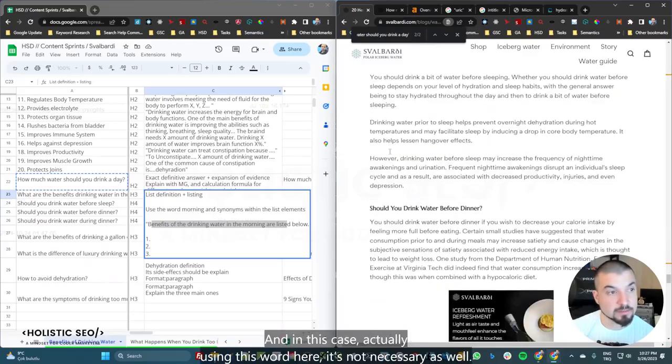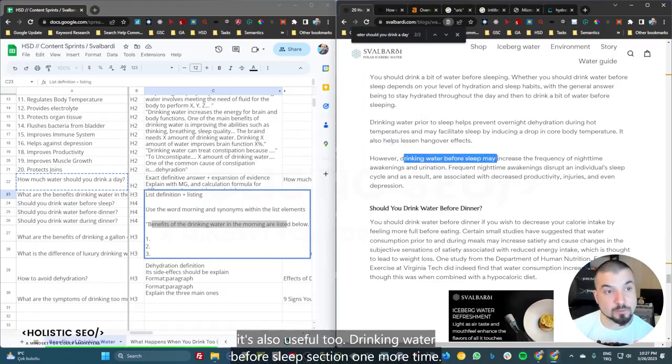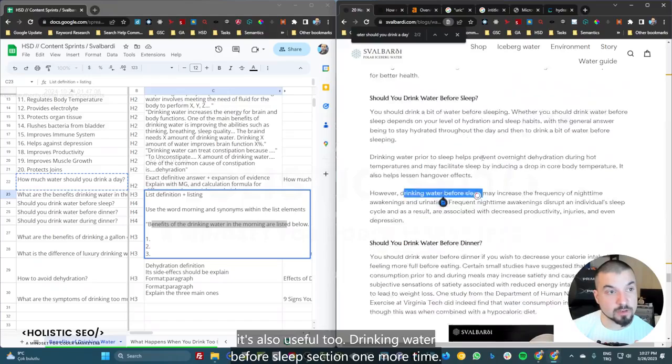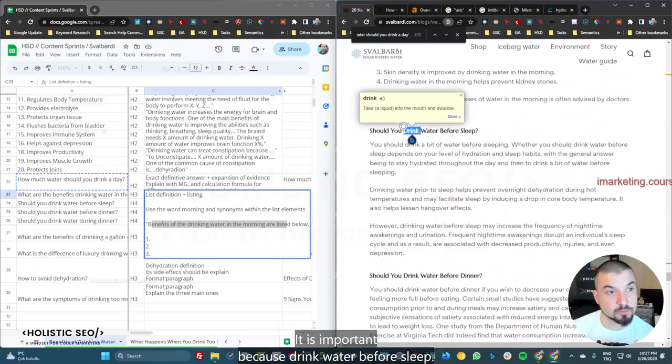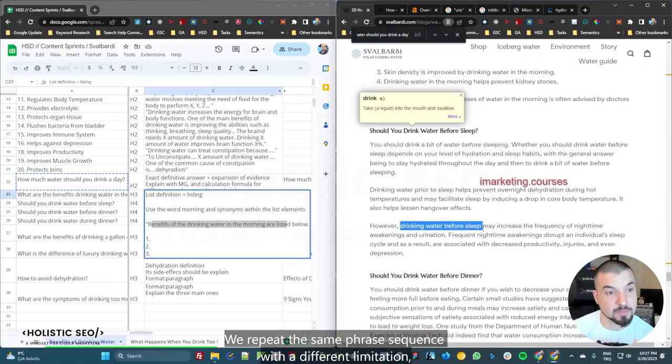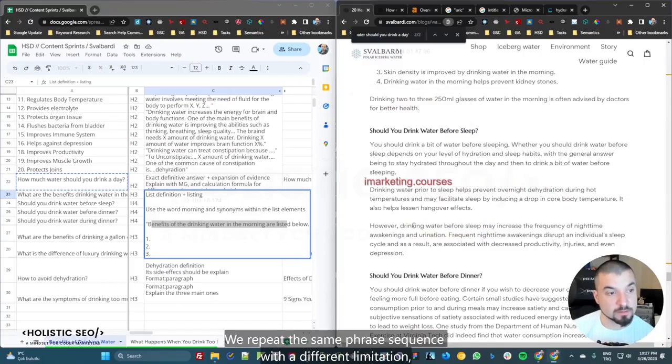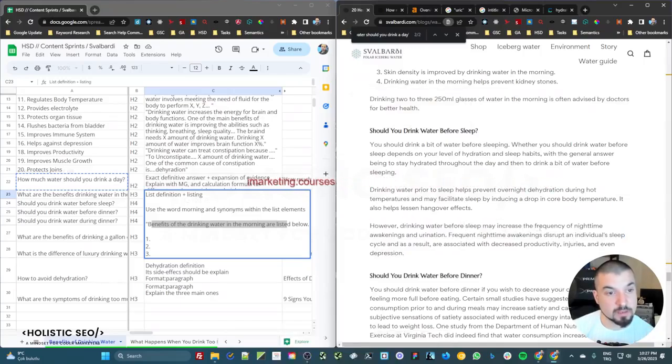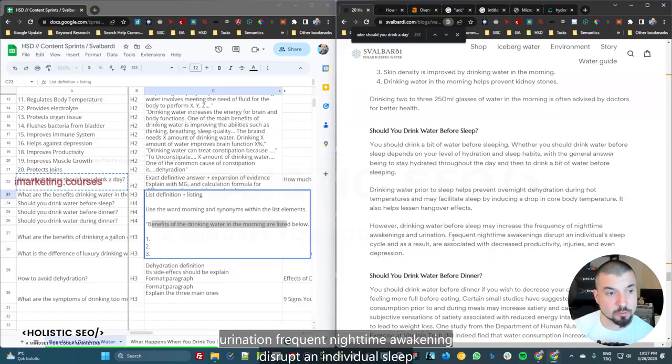And in this case, actually using this word here is not necessary as well, but as you see, using this specific present tense here, it's also useful too. Drinking water before sleep. Section one more time, it is important because drinking water before sleep: we repeat the same phrase sequence with a different lemmatization. Increases the frequency of nighttime awakening and urination.